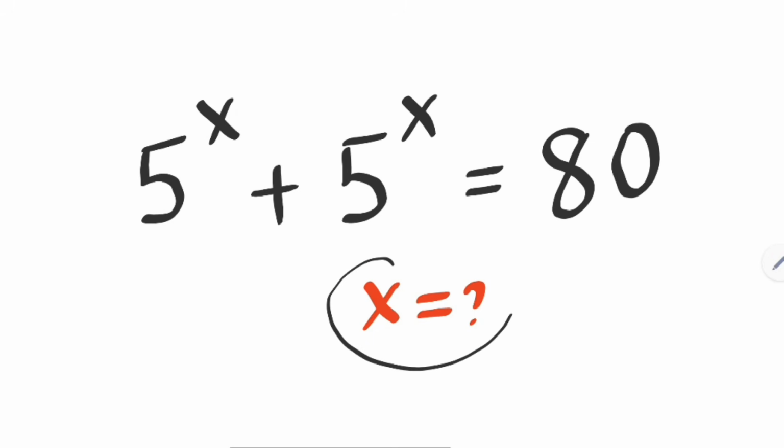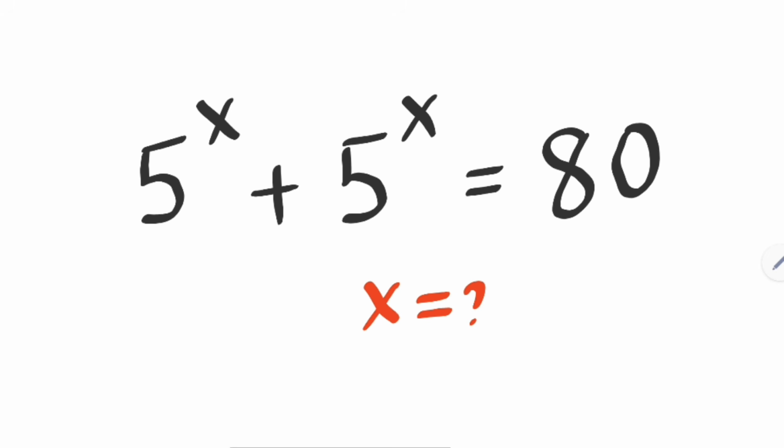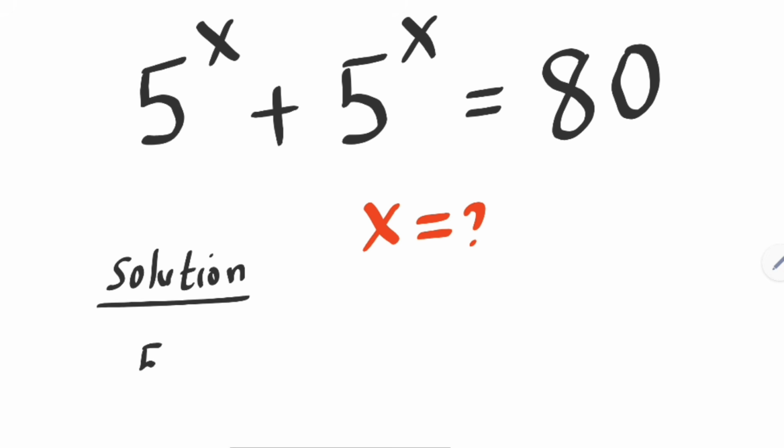Let us solve for x. Given 5 raised to power x plus 5 raised to power x is equal to 80. The given equation is 5 raised to power x plus 5 raised to power x is equal to 80.